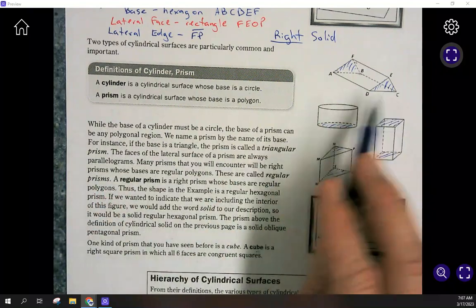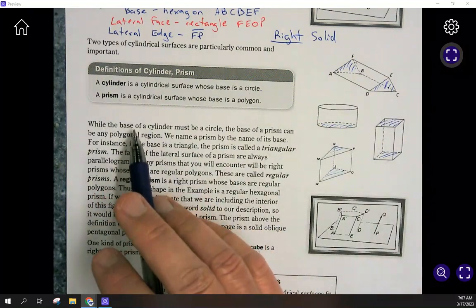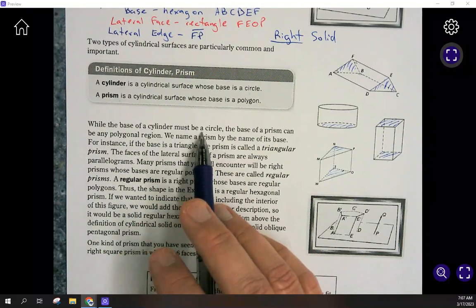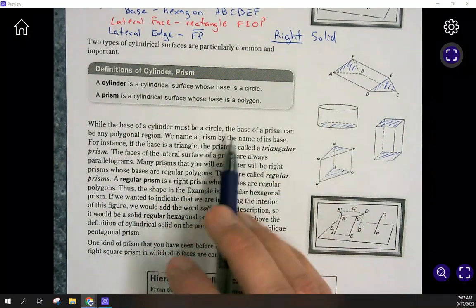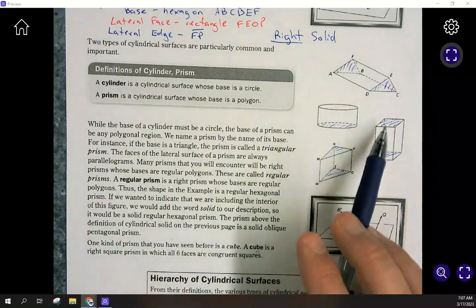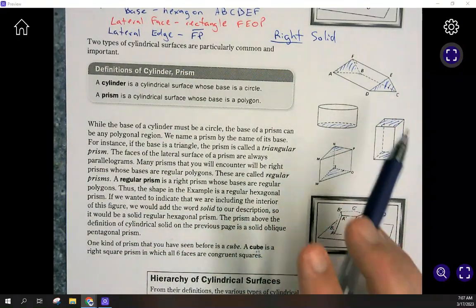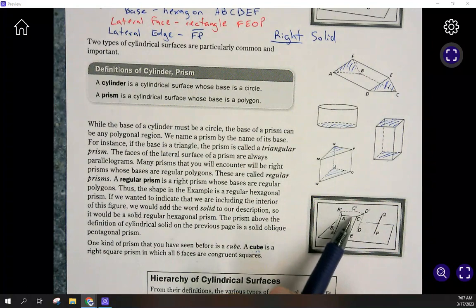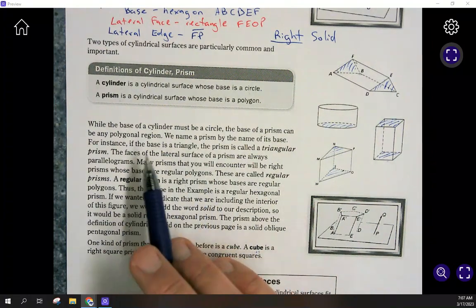Just to reflect on it, the base of a cylinder must be a circle. It's very specific. But the base of a prism can be any polygonal region. So we said triangles, squares, rectangles. It can be a hexagon, a pentagon. Those would all just be considered prisms.